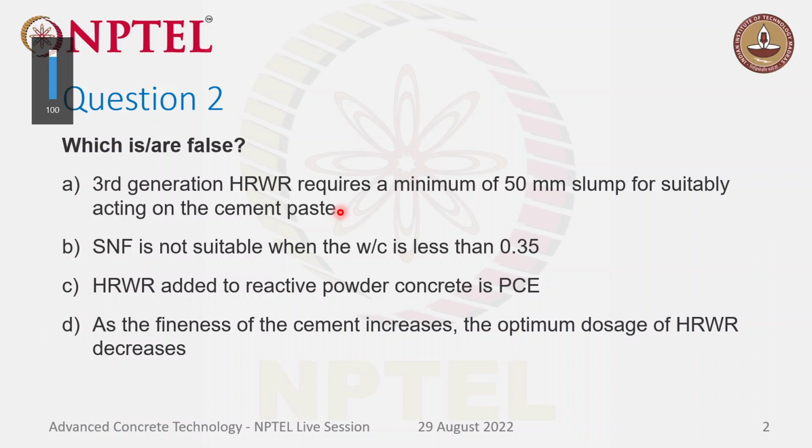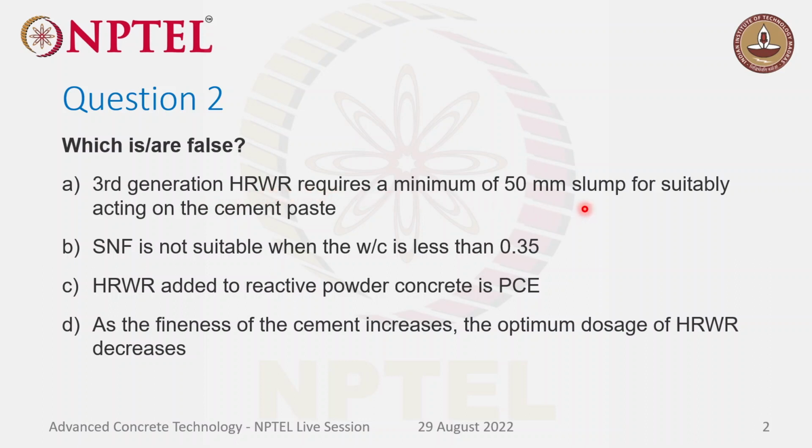Can someone tell what is the working mechanism of third generation high range water reducing admixture? How is it different from the past generations? Steric hindrance. Yeah, steric hindrance. In addition to the electrostatic charge-imparting repulsion mechanism, it has a physical effect as well. That is steric hindrance.